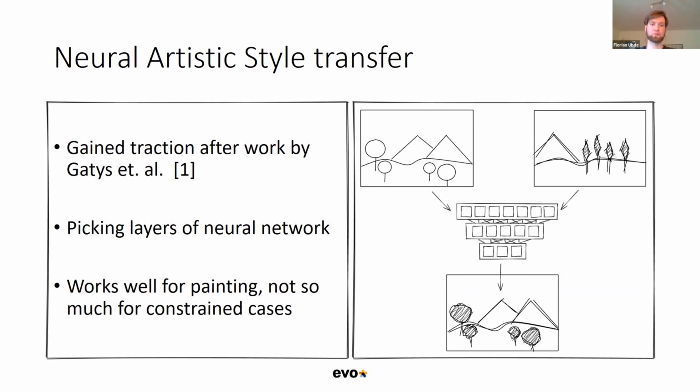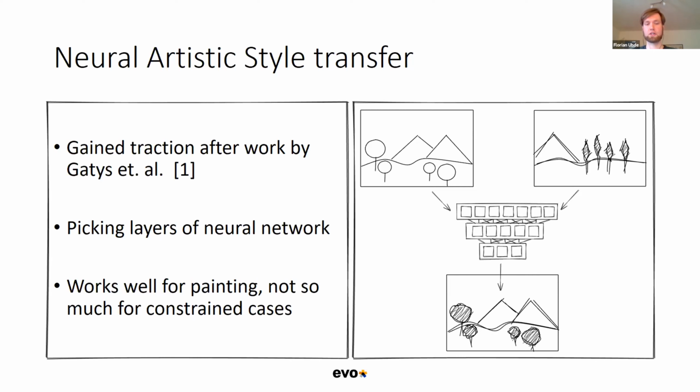The technique is not super new. It gained quite a bit of traction in 2015, I think, after a paper by Gatys et al. that proved that it is capable of producing visually very interesting results. And the way they did it is they handpicked certain layers in a pre-trained neural network that worked very well for paintings. With a problem, I think we heard it again in the first session, that it's not working quite well on other use cases.